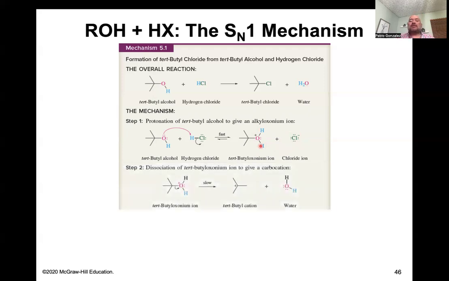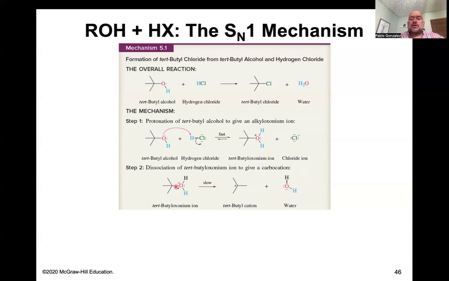The second step is the dissociation. And here, remember that the word dissociation means that we separate into ions. So we're going to create ions in this step. What is happening here is that this molecule is water. The water is going to leave. That's what is called a leaving group. It's an excellent leaving group, because when it leaves, it produces a molecule that is completely stable as water.